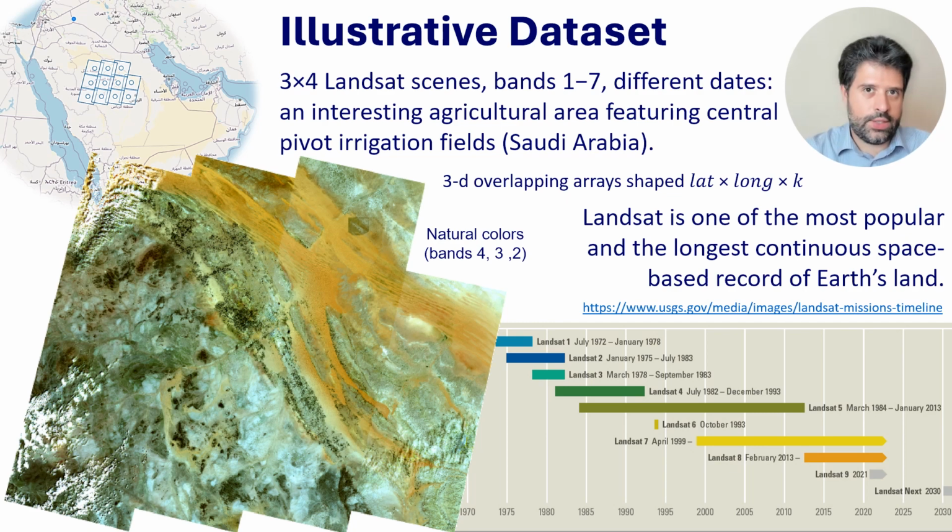We prepared a set of 3x4 Landsat scenes, bands 1 through 7, and different dates. The scenes are 3D overlapping arrays representing an interesting agricultural area featuring central pivot irrigation fields in Saudi Arabia. This makes it possible to explore diverse conditions for the mosaicing algorithm.